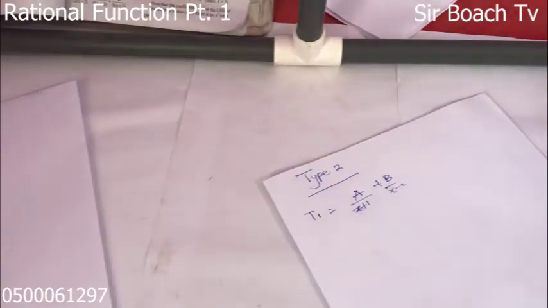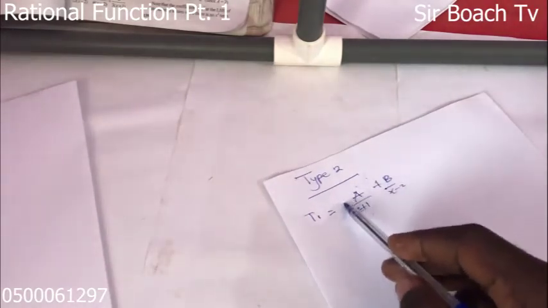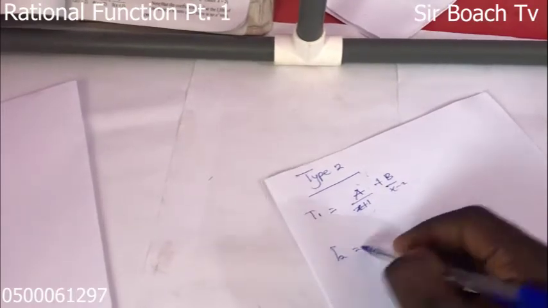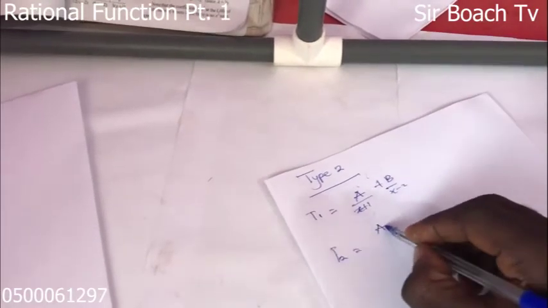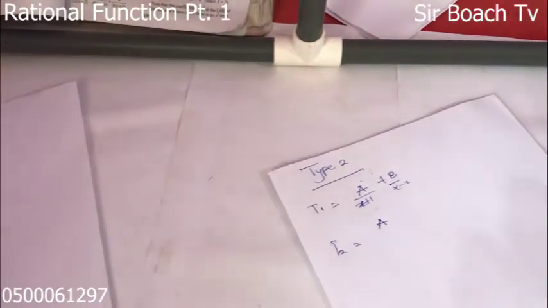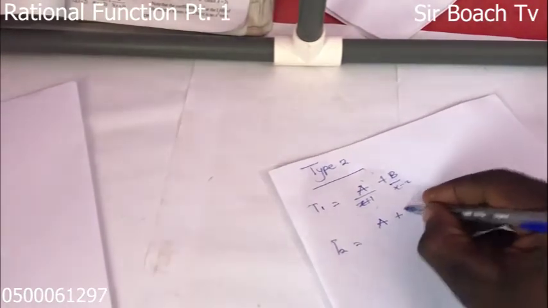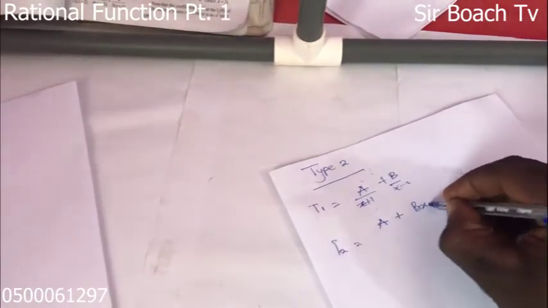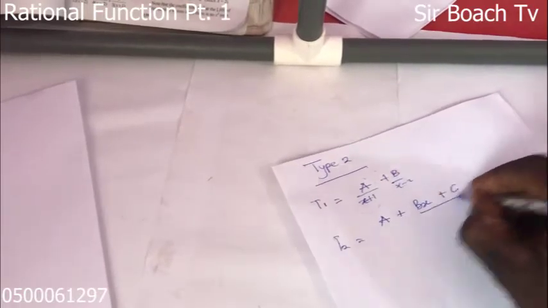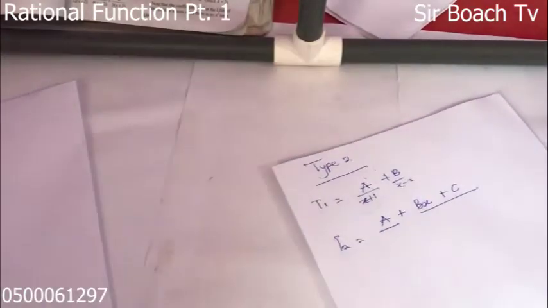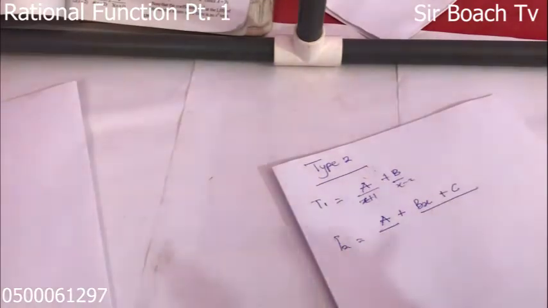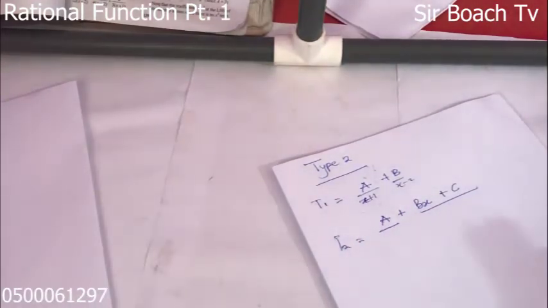Now with type 2, it comes in a different way. With type 2, we will maintain the first one, a. Okay, we will maintain the a. Then the b side will go with bx plus c, also on another one. It's just simple. So we don't have to worry that much.